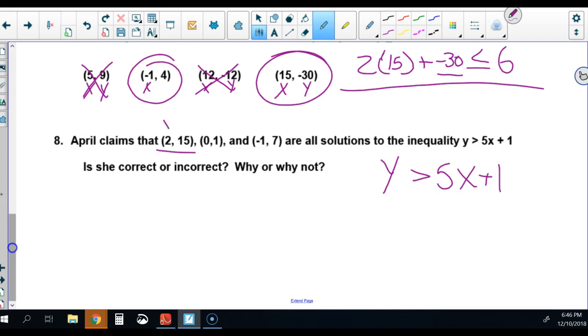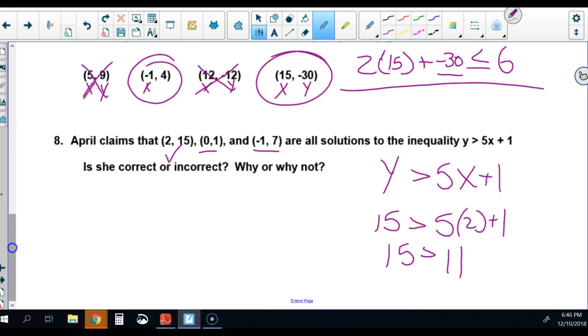2, 15. Remember, this is my x and this is my y. So April is claiming that y, which is 15, is greater than 5 times x, which is 2, plus 1. 5 times 2 plus 1, that's 10 plus 1, that's 11. 15 is greater than 11. That is true. So far she's right on at least 1 point. Instead of plugging in 0, 1 and -1, 7, we're going to look a little different way here.